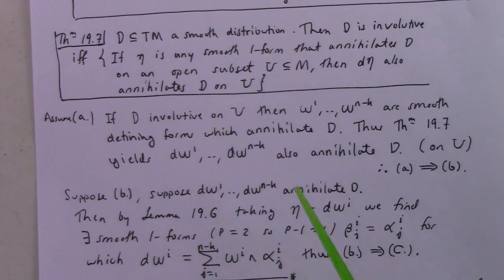If I suppose B is true, then I've got the d omega 1 through d omega n minus k annihilate D.